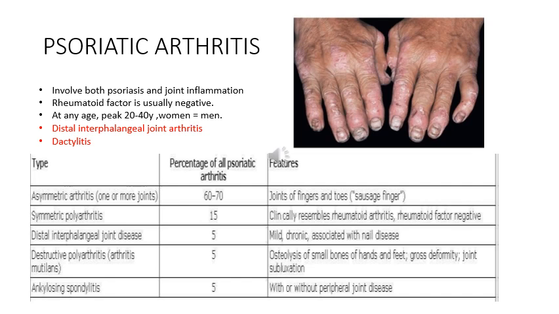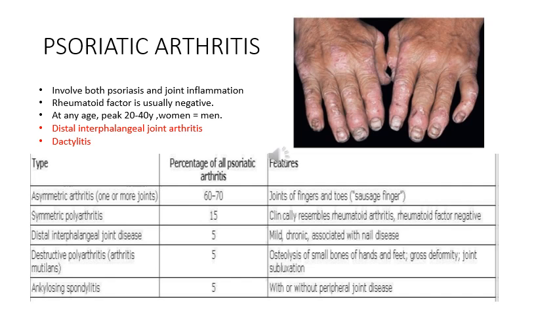That is asymmetric arthritis. That is, one or more joints are involved. Both smaller joints and bigger joints are involved, but in an asymmetric pattern. Usually, it is the majority, 60 to 70% of cases, that are asymmetric. One side of the body is affected, and the joints and fingers and toes. It shows dactylitis and sausage finger appearance.